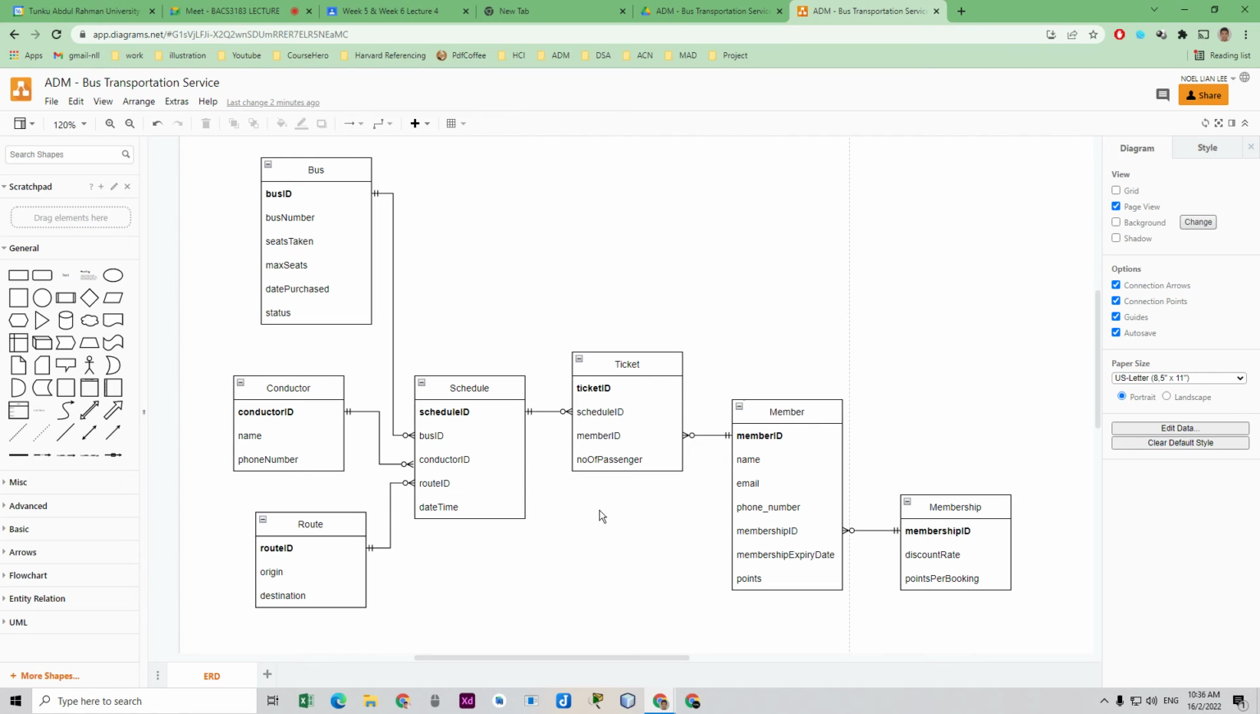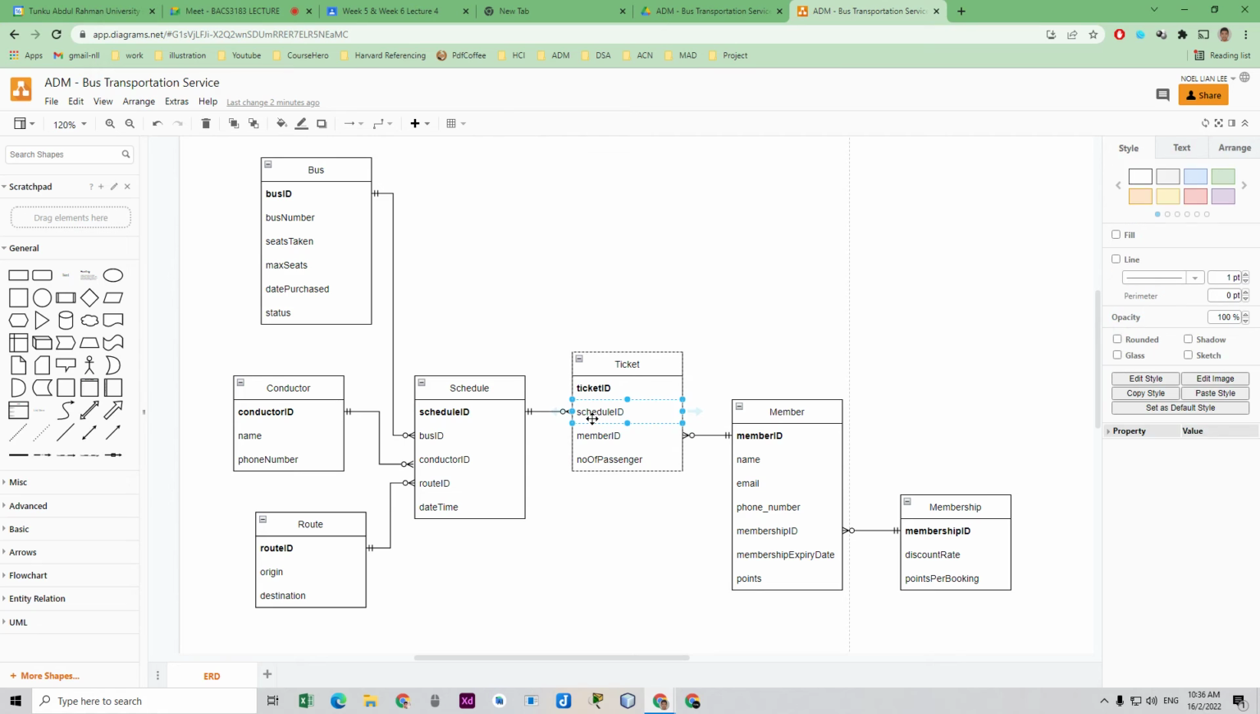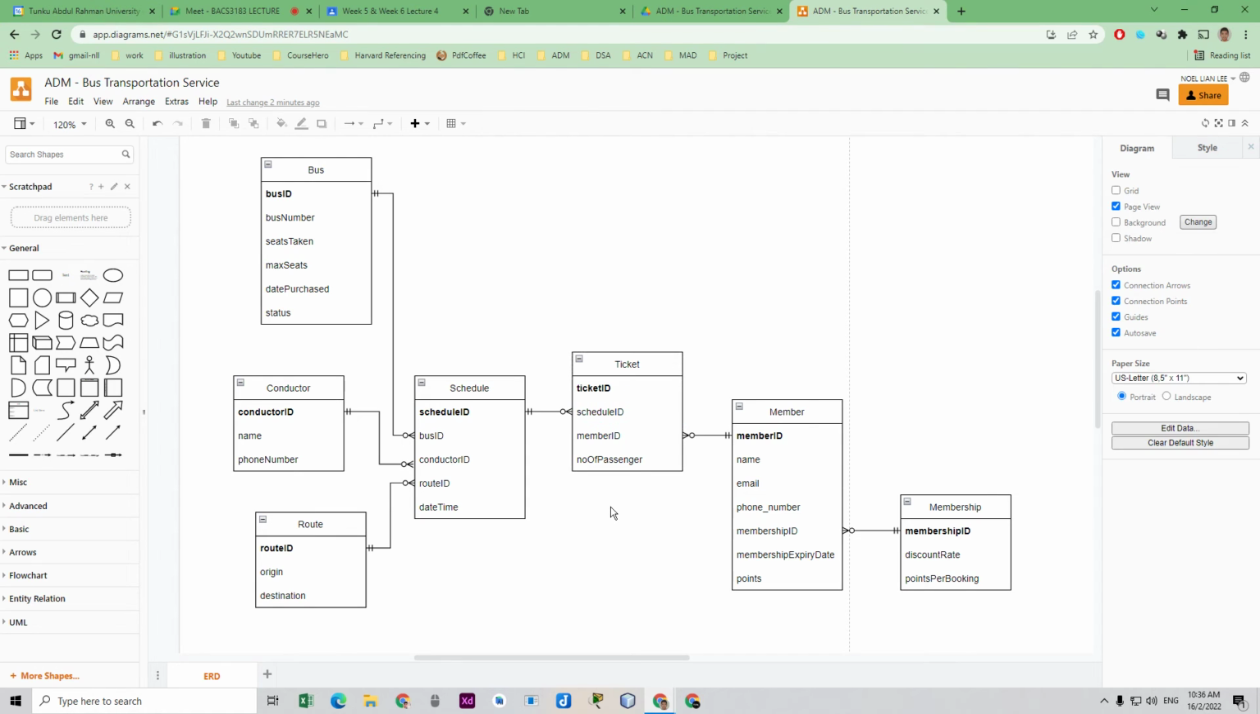Did I answer your question? Is this enough? I put the primary key and the foreign key. Is there anything? Where's the foreign key? Oh, I don't see the foreign key. Foreign key must have the or exclusive. Okay, should be okay. Yeah. All right, thank you, miss.